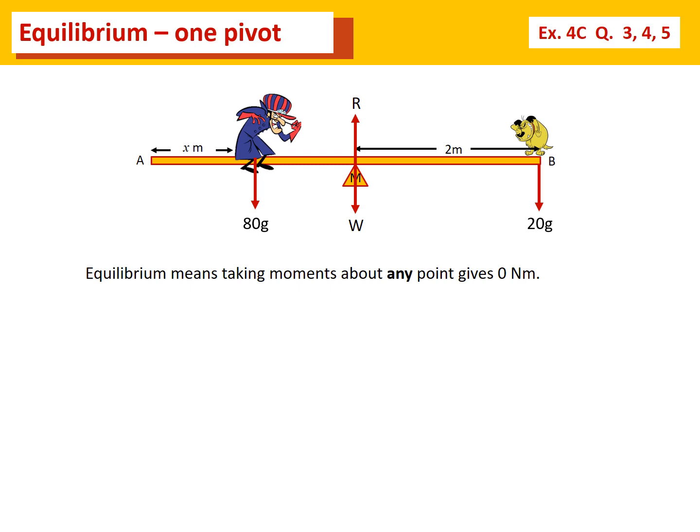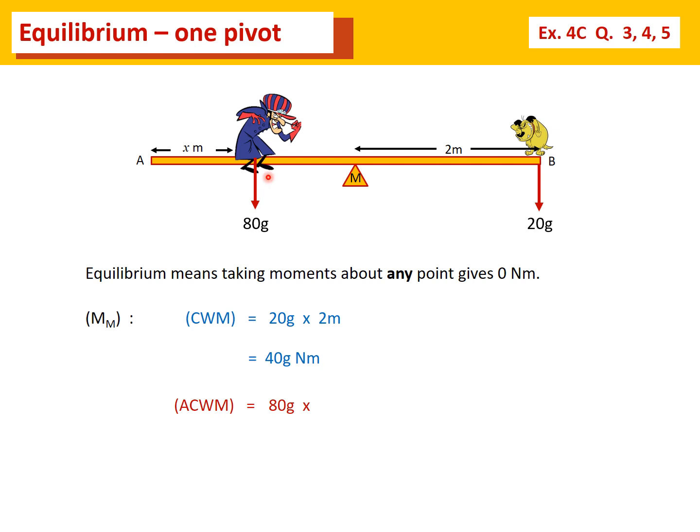Equilibrium, as we said earlier, means we can take moments about any point and we get 0 as our resultant moment. Now, because I've got unknown forces R and W at M, I'm going to take moments about M. When we take moments about M, any force that acts through the point M has no moment because its distance from that point is 0. Therefore, R will not have a moment about M and W will not have a moment about M. So they disappear. So now if I take clockwise moments, the clockwise moment is exerted by the 20 G times by 2 meters.